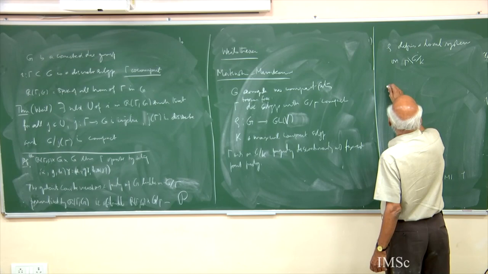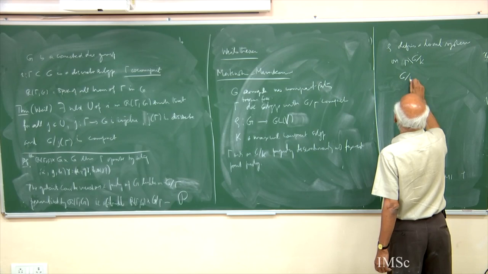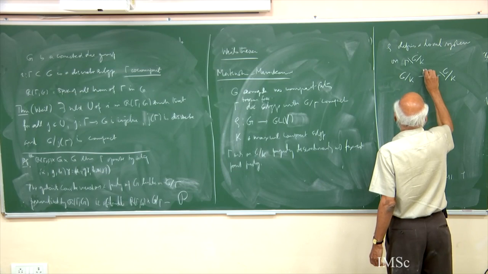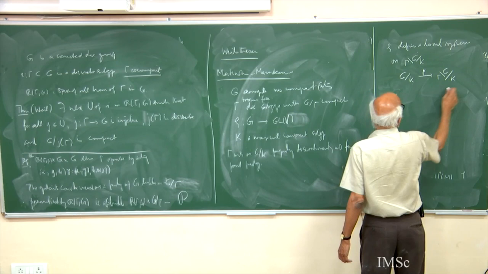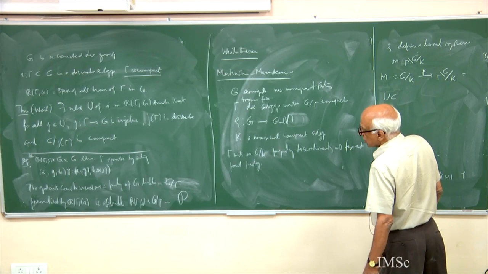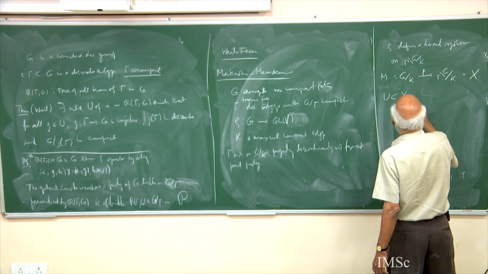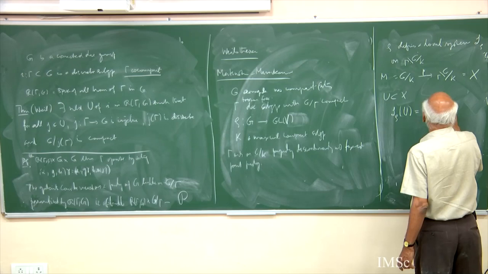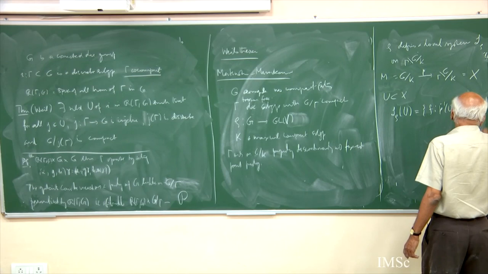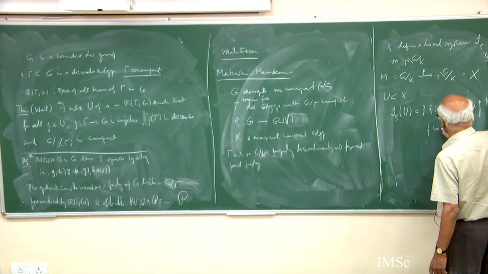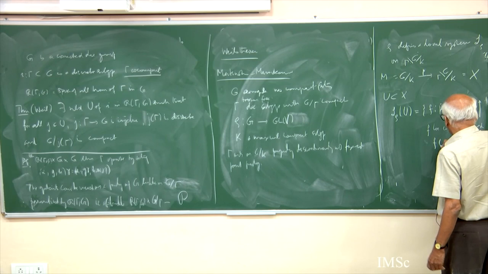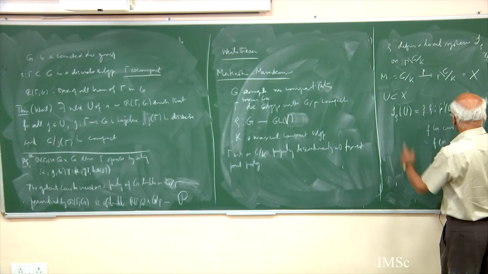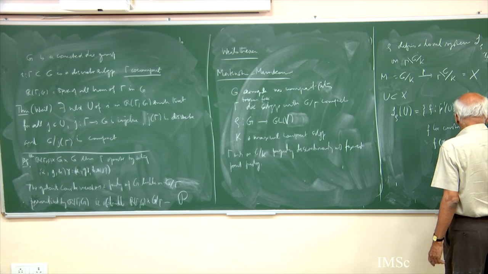For an open set U, let me write the map G mod K to G mod gamma mod K. Let me call this map P. Maybe I call this M and I call this X. For an open set U in X, the local system L rho of U is by definition all functions f from P inverse U to V satisfying: f is locally constant and f of x gamma, I write gamma, is rho gamma f x. The V valued function satisfying this.